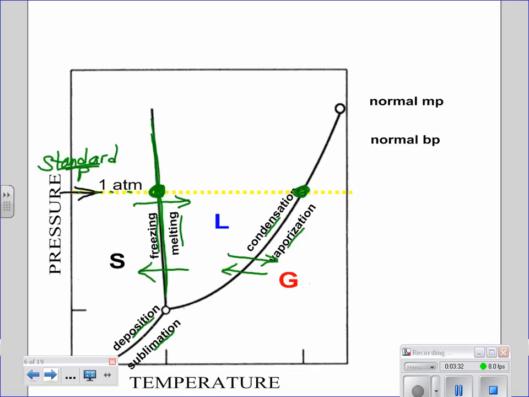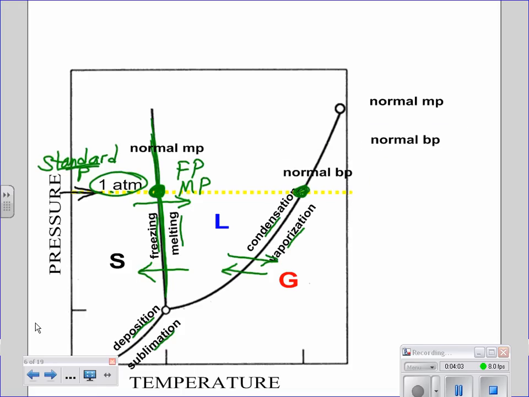So we would know this, if you have it freezing or melting, that would either be a freezing point or a melting point, which could be anywhere along here. But when it happens at standard pressure, we consider that the normal melting point or the normal freezing point. So that's the temperature that we would expect under standard conditions of pressure. And whereas this is our normal boiling point right there.